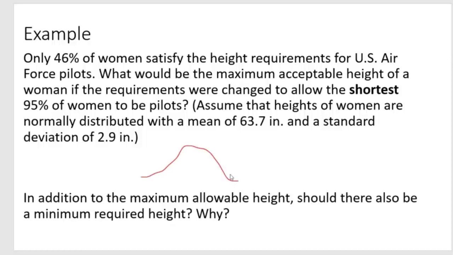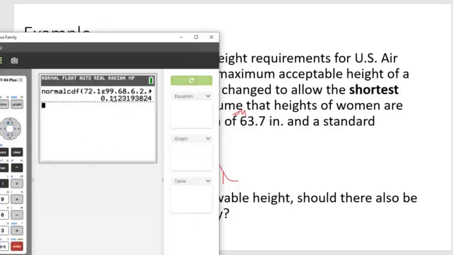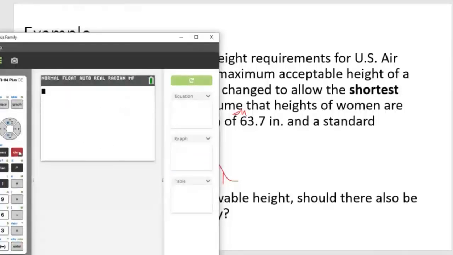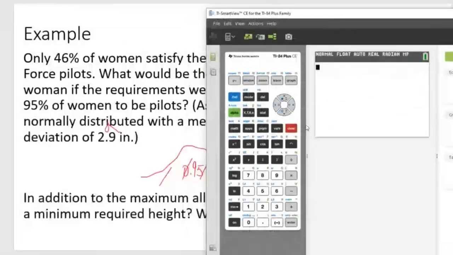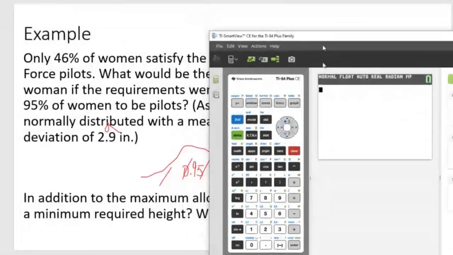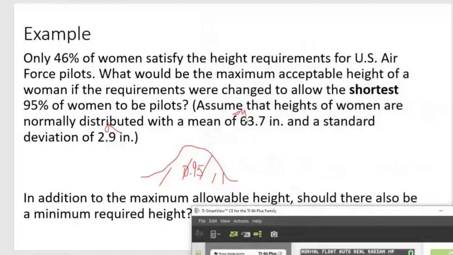Well, if I want the shortest 95% of women, then I am definitely getting less than my particular value. So I've got 95% here on the left. Now I have the mean, 63.7, and the standard deviation of 2.9. So let's just pull up our calculator and do this. Now this time, instead of finding an area, I'm trying to find a height. So I don't want that little bitty decimal, and that's one thing to know. Just think about it in terms of sense.